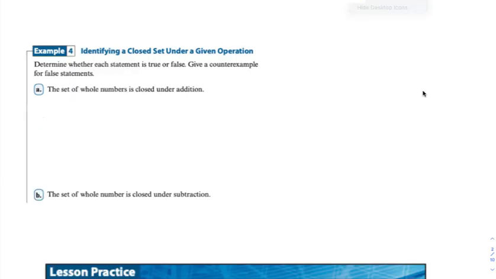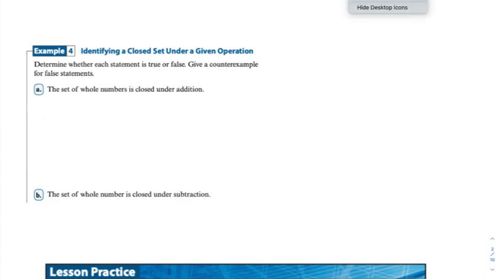So example 4, we're going to be identifying a closed set under a given operation. And what that refers to is the idea that if an operation is performed on any of the elements of the set, and then the answer is therefore in the set, that means it's closed. So let's think about it. It says, determine whether each statement is true or false. Give a counterexample for the false statement. So the set of whole numbers is closed under addition.